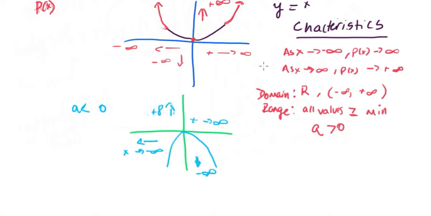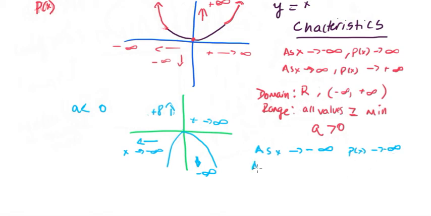Okay, so let's look here. What happens to p of x as x approaches negative infinity? We're approaching negative infinity on this side here. So what happens to p of x? Well, p of x actually approaches negative infinity as well. So as x approaches negative infinity, p of x will approach negative infinity. And you can see that from our graph.